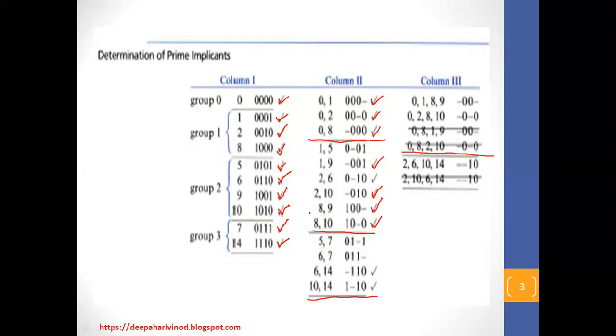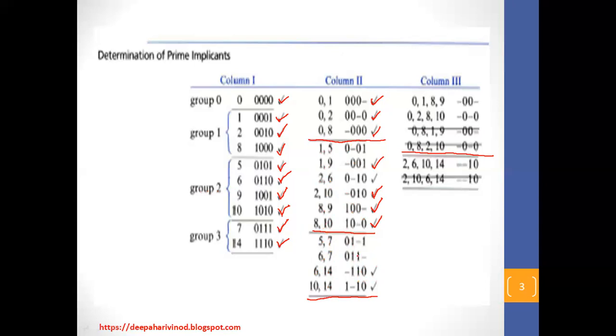1, 5 with 10, 14. It cannot be done. Now what is next? 1, 9 with 5, 7 cannot be done. 6, 7 it cannot be done. 6, 14 cannot be done, and 10, 14 cannot be done. Now next 2, 6 with 5, 7 cannot be done.